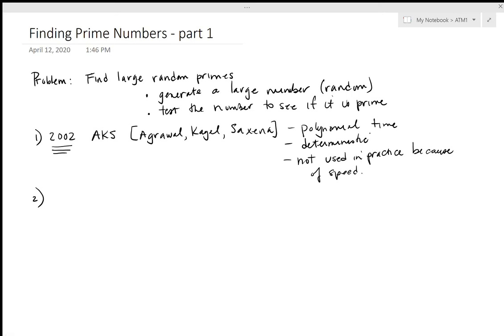Okay, so for us, at least at the level that we're going to be able to understand here, I'm saying that in practice, for finding large prime numbers, we're going to be using a randomized polynomial time Monte Carlo algorithm, and I'm going to explain what that means. So in practice, we are going to be using a randomized polynomial time.